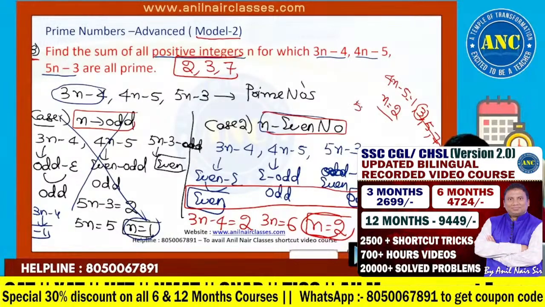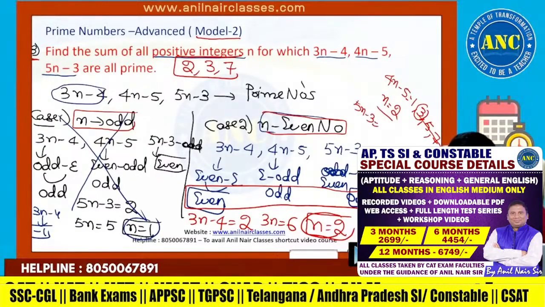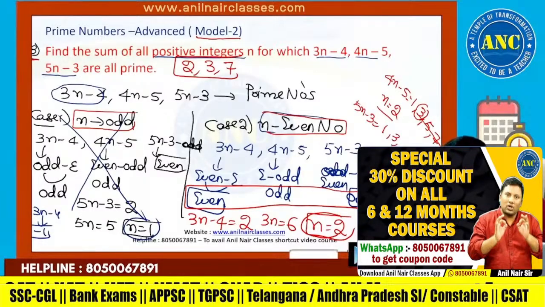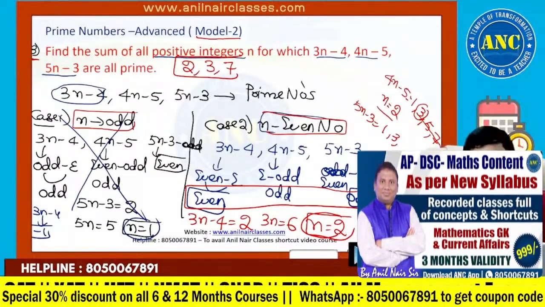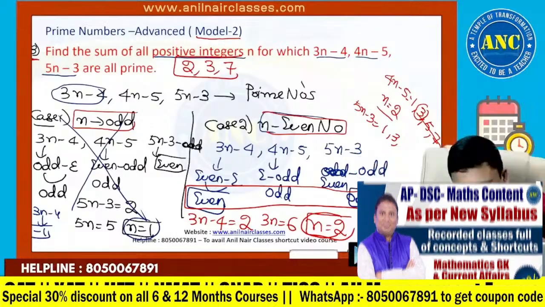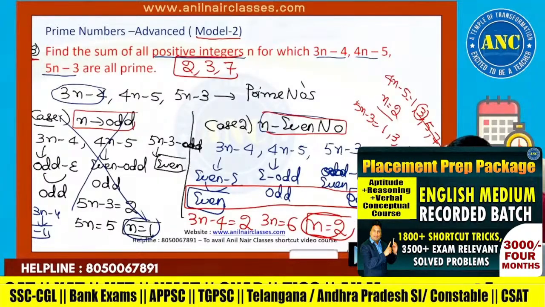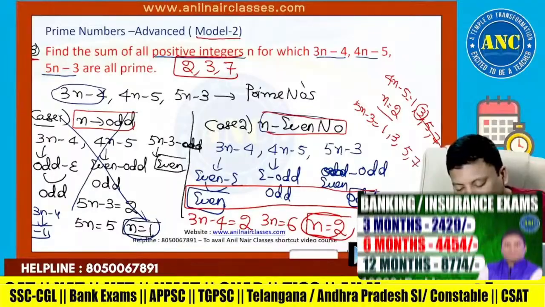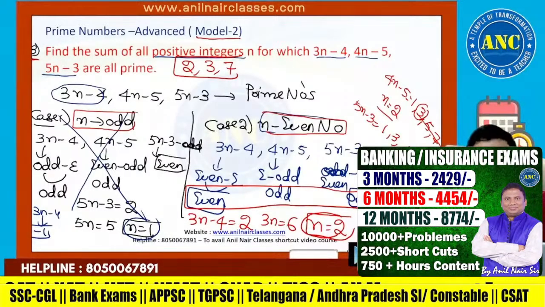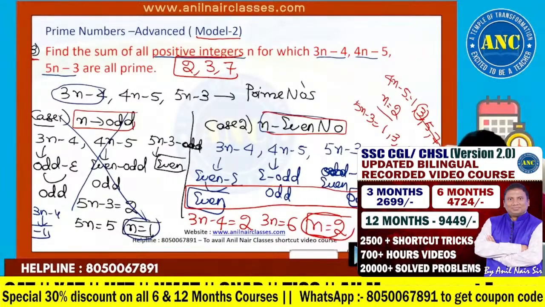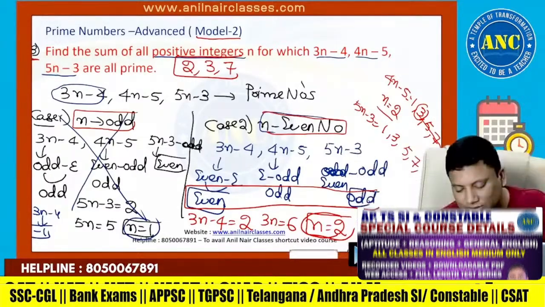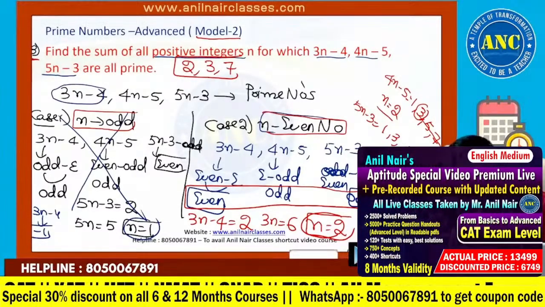Similarly, 5n minus 3 is an odd number. If I take the lowest odd number 1, 5n is equivalent to 4 and n will be a fraction. If I take 3, 5n will be 6, n is 6 by 5, not possible. If it is 5, 5n is equivalent to 8, 8 by 5, not possible. 5n equivalent to 10, n equivalent to 2. That is what we did. 5 2s are 10, 10 minus 3, 7. Any other value, 7 we got, right?